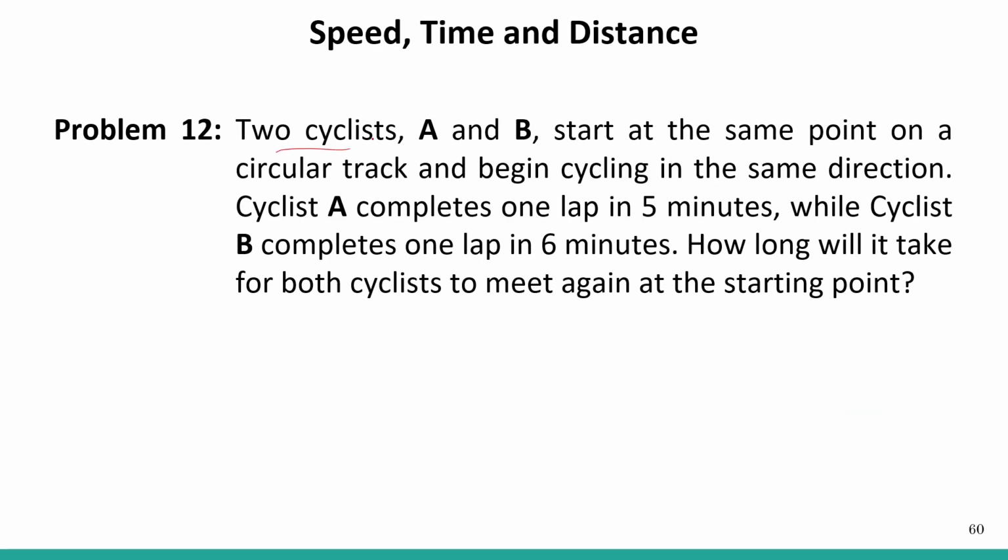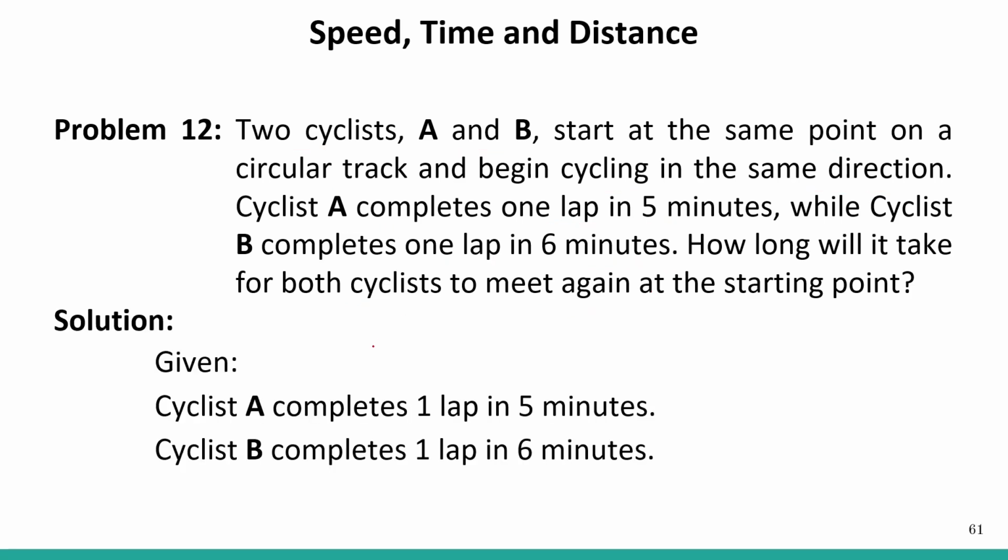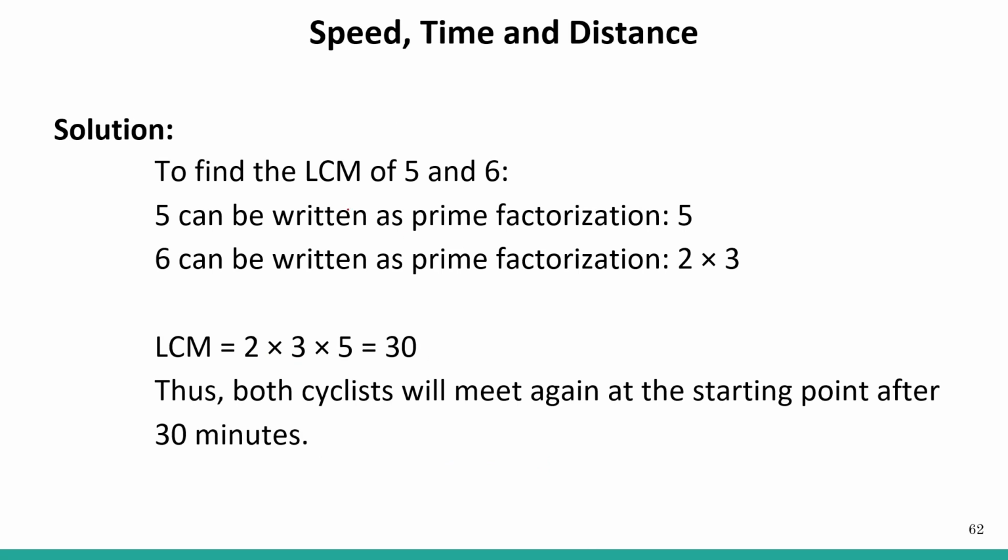Two cyclists A and B start at the same point on a circular track and begin cycling in the same direction. Okay, cyclist A completes one lap in 5 minutes and cyclist B completes one lap in 6 minutes. How long will it take for both the cyclists to meet again at the starting point? Given A completes one lap in 5 minutes and B in 6 minutes, the LCM of 5 and 6 is 30. So both the cyclists will meet at the starting point after 30 minutes.